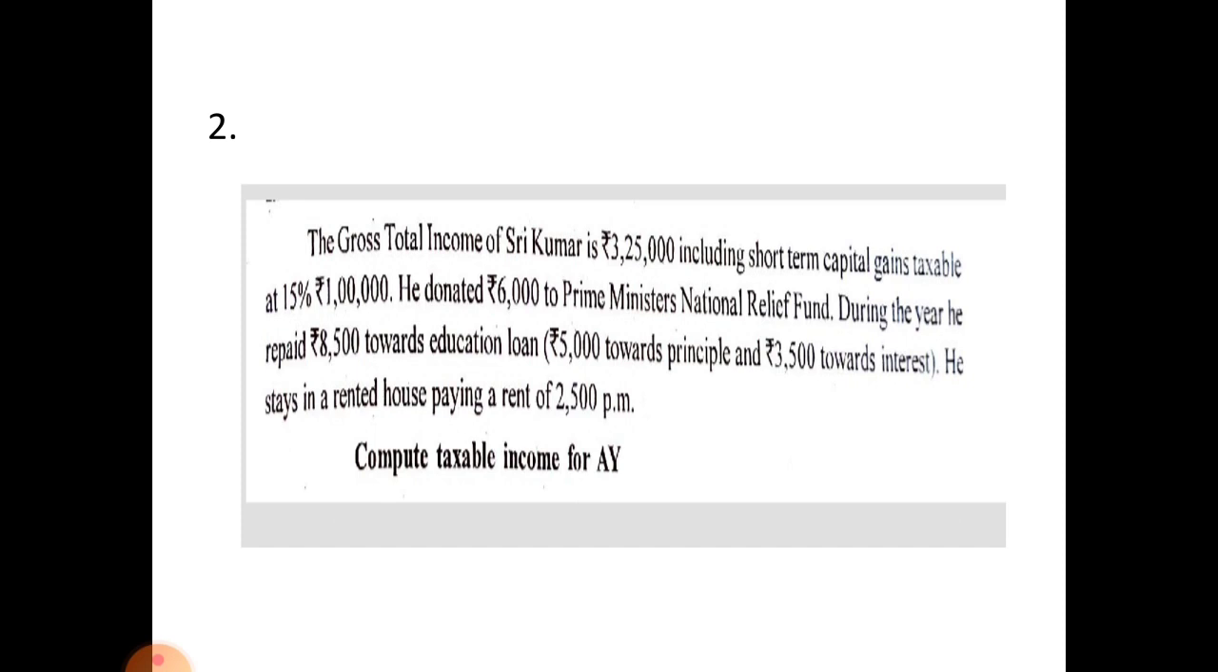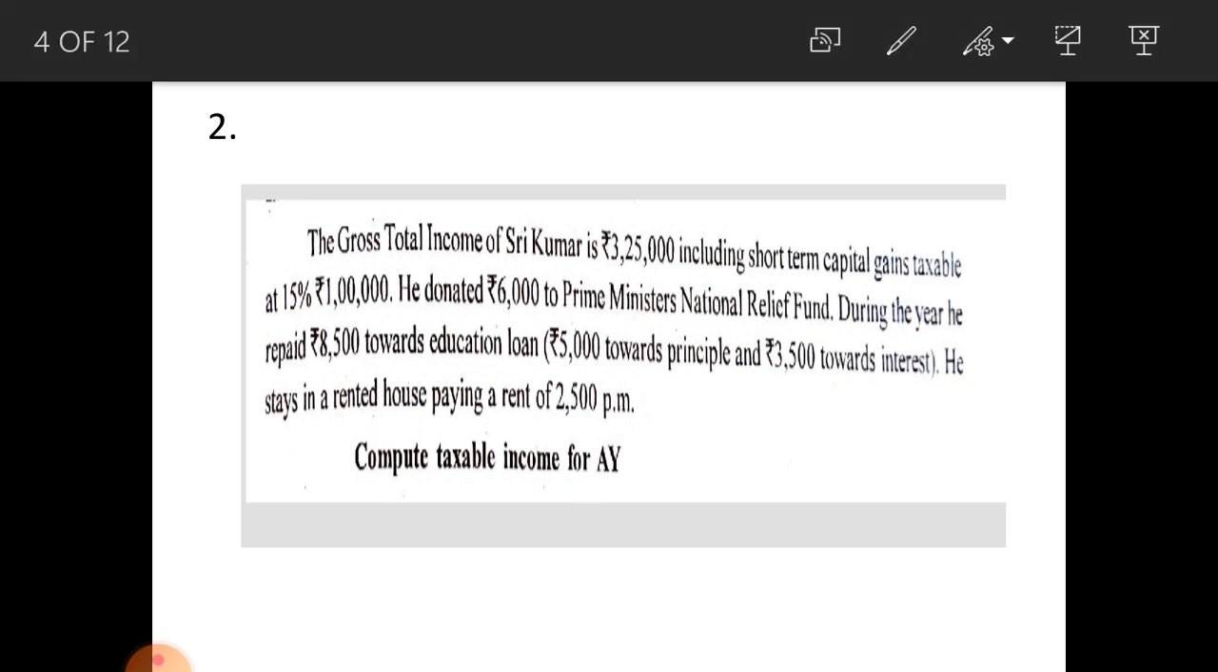Here gross total income of Mr. Kumar is rupees 3,25,000. It includes short term capital gain taxable at 15% of 1 lakh rupees. When you calculate adjusted total income, you have to deduct this 1 lakh rupees from 3,25,000 for the calculation of rent paid under section 80 GG. He donated 6,000 rupees to Prime Minister's National Relief Fund. It comes under section 80G, 100% deduction without limit. Directly you can write 6,000 rupees.